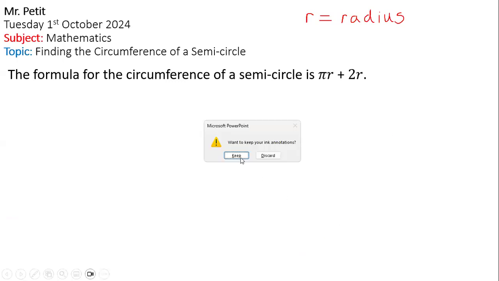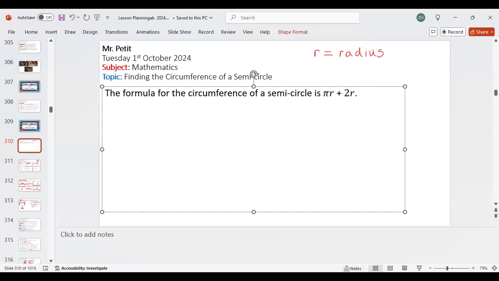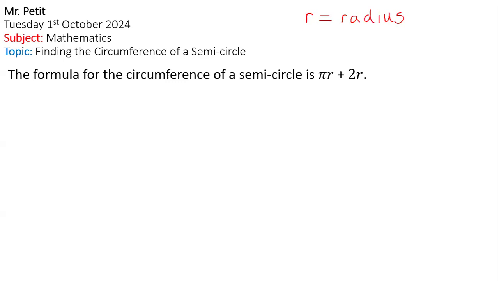Question: what is this formula for finding the circumference of a semicircle? Pi r plus 2r. Okay. Barry, you writing this down? Yes, sir. Okay, Barry, what is the formula for finding the circumference of a semicircle? Pi r plus 2r.